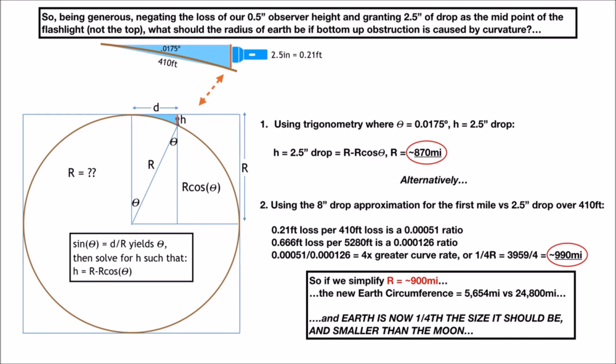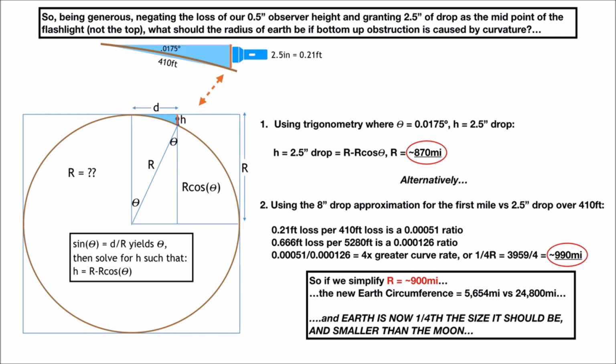So when you do the math for this using trigonometry, where our theta angle comes out to 0.0175 degrees, which is again close to 1 arc minute, and our height of about 2.5 inches of drop, then you end up with 870 miles of R. So R is 870 miles in this case, which is well below the 3,959 miles that is purported to be.